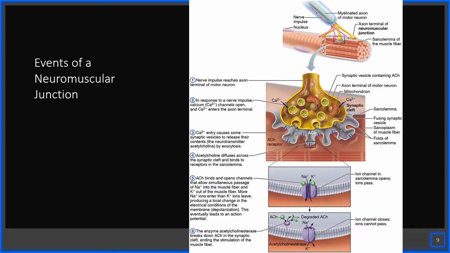And then step 6: while the action potential is occurring, the enzyme acetylcholinesterase, AChE, present on the sarcolemma and in the synaptic cleft, breaks down acetylcholine to acetic acid and choline to prevent continued contraction of the muscle fiber in the absence of additional nerve impulses. So at that time, that's when your muscles relax.